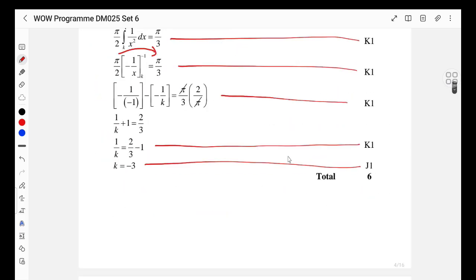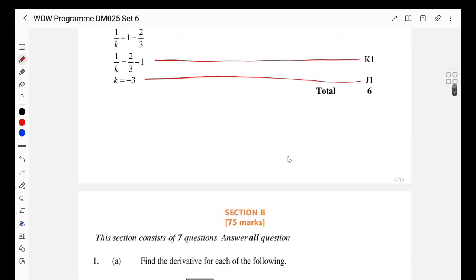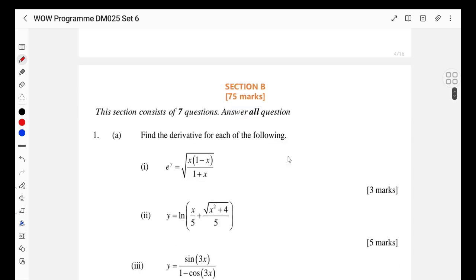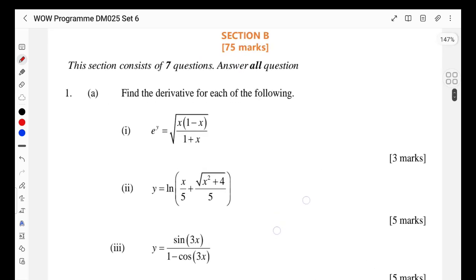Alright, so that is for question 3, section A. Now we move on to the next section, which is section B. It contributes 75 marks. This section consists of 7 questions, answer all questions. So we look at the first question, 1A. Okay, 1A you have 1a Roman 1, Roman 2, and Roman 3. So find the derivative for each of the following.